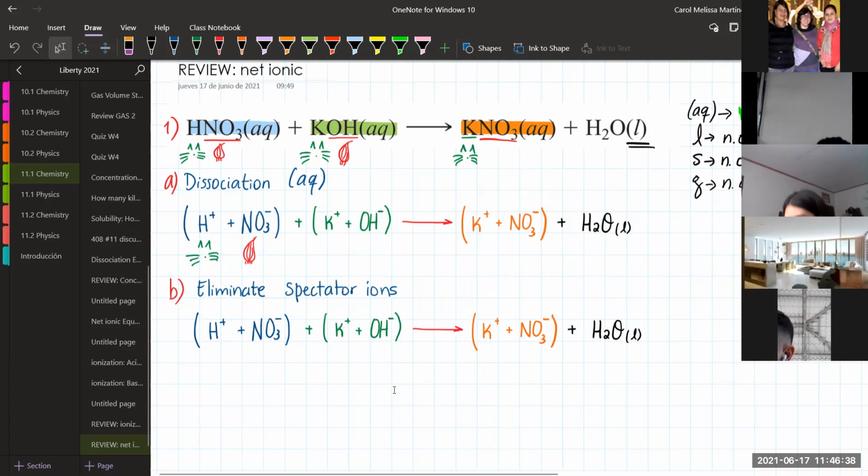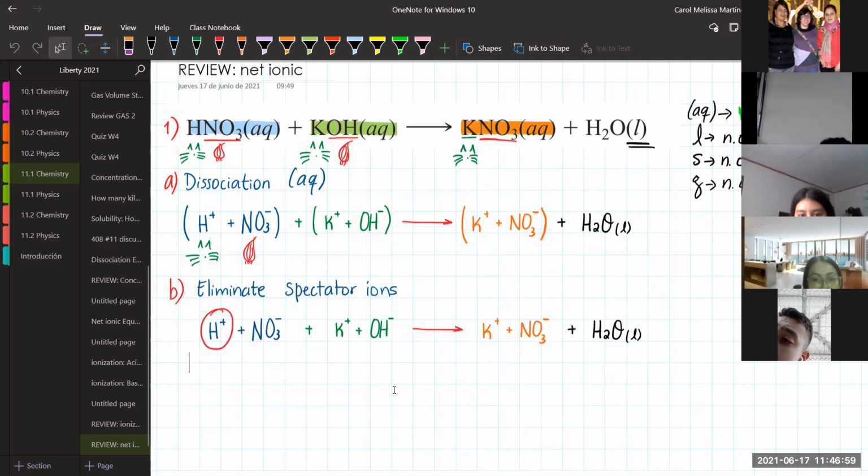Now here in this part, I really don't need the parentheses anymore, so I'm going to get rid of the parentheses. And I will just compare whatever I have in the right with the left. Question, can I eliminate H plus ions? Do I have H plus ion in the product? No. You don't eliminate it because it is not in the product. In the product you have hydrogen, but that is hydrogen combined, okay? And that is a liquid.